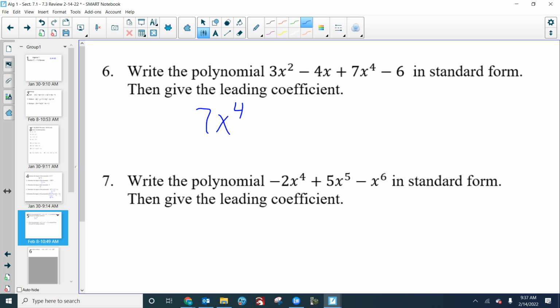Logan, go. Plus 3x squared minus 4x minus 6. Guys, here's what matters. 4, 2, 1, 0. Exponents. This is 0 because there's no variable. Okay? Standard form. What's my leading coefficient? It's the number in front of my first term. Okay, you guys try 7.